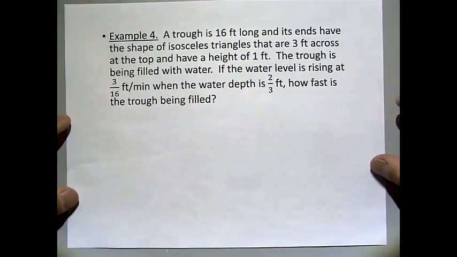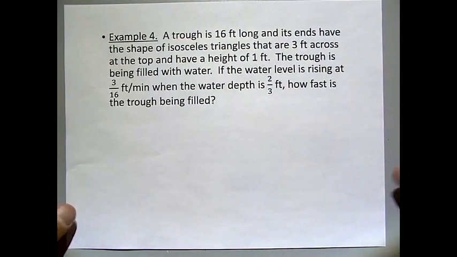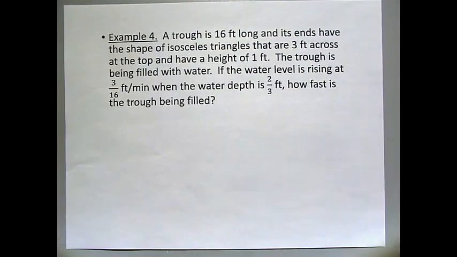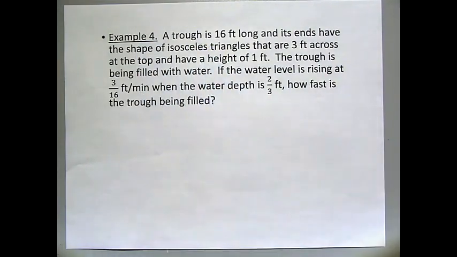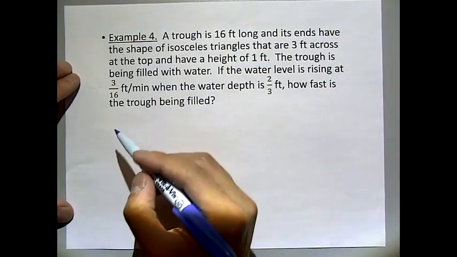Okay, this last example is probably the most difficult one. But the tool we need, namely similar triangles, we already saw last time. So we're halfway to solving this problem after last time. You've got this trough here that's 16 feet long. Its ends have the shape of isosceles triangles that are 3 feet across the top and have a height of 1 foot. Let me sketch that.